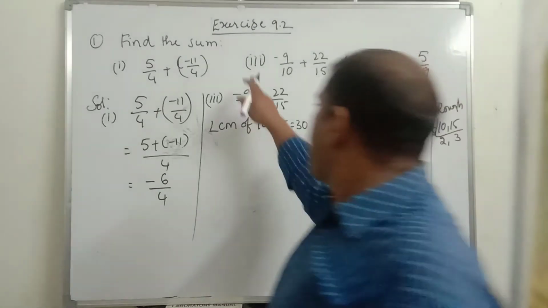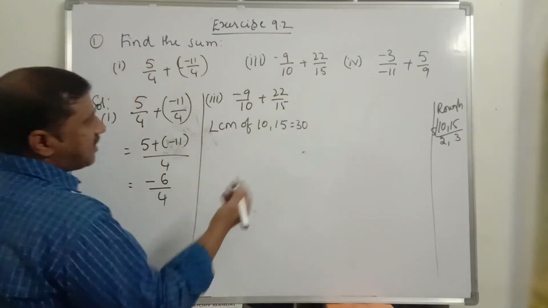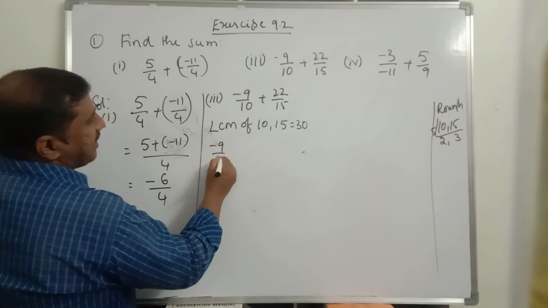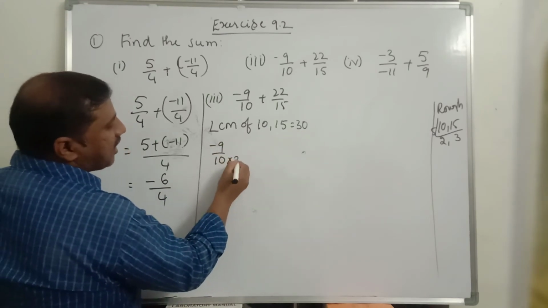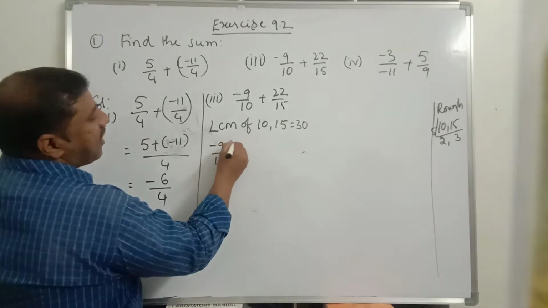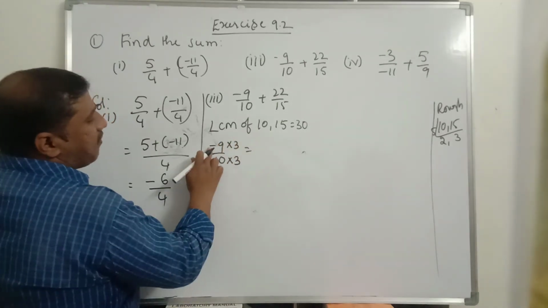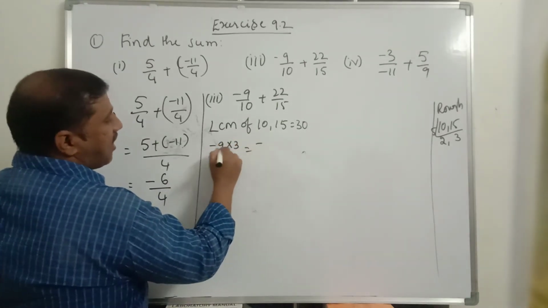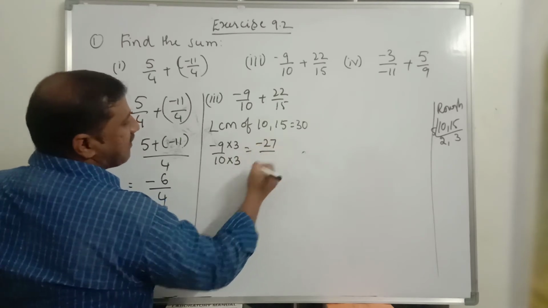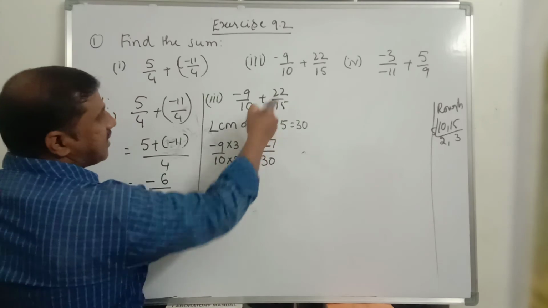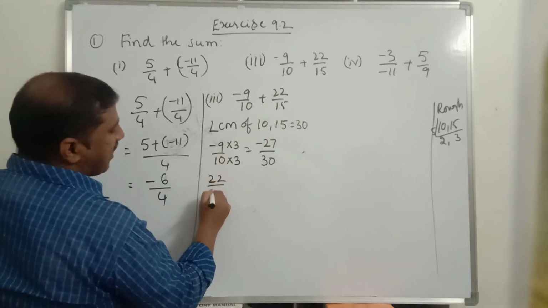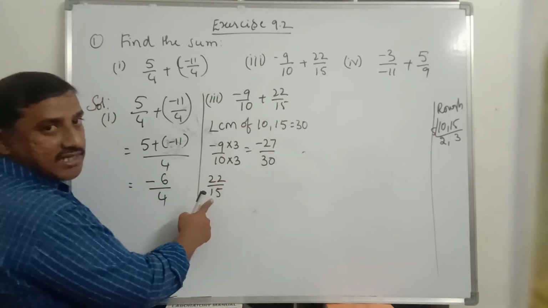Now you change these fractions to the denominator 30. Minus 9 by 10: to get 30 as the denominator, 10 is multiplied with 3 and the numerator is also multiplied with 3. Minus into plus, minus 9 into 3, 9 3s are 27, divided by 10 into 3, 10 3s are 30. Then the second one, 22 by 15, where 15 is the denominator.